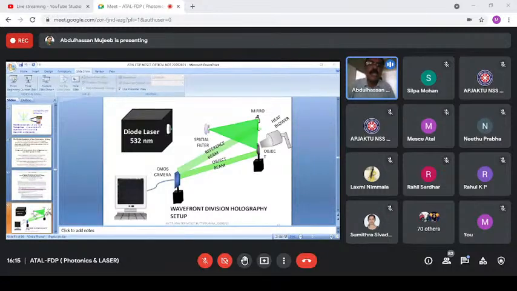Can you see the animation here? That is the laser passing. Yes or no? Yes, sir. The animation is visible. Yeah, the laser is passing.